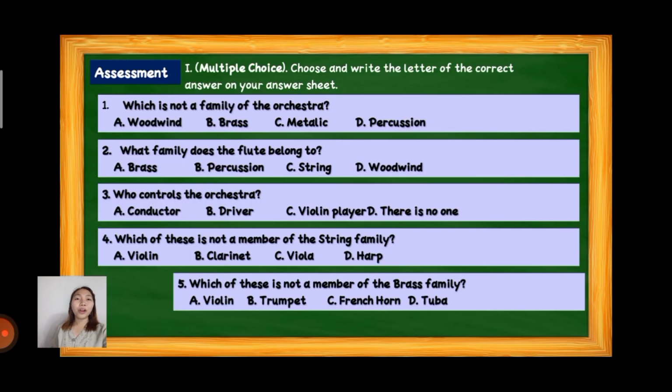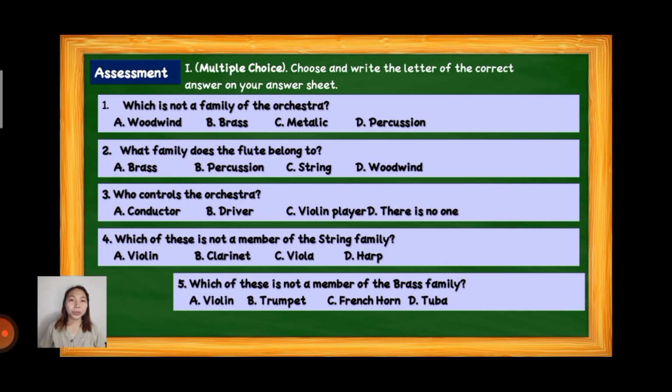So, for your assessment, okay, choose and write the letter of the correct answer on your answer sheet. So, that is multiple choice. So, isulat ang inyong answer sa inyong papel or notebook, then inyong isend nako sa messenger. Okay, number 1. Which is not a family of the orchestra? A. Woodwind, B. Brass, C. Metallic, D. Percussion. Okay, asa man ana ang dili pamilya sa orchestra?